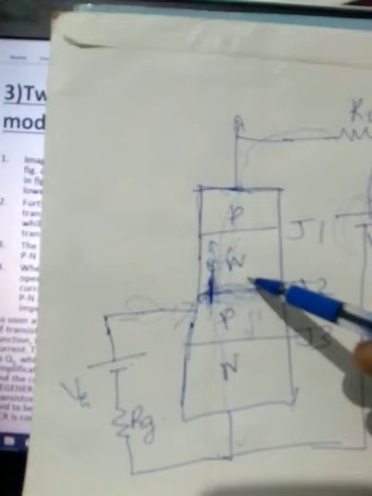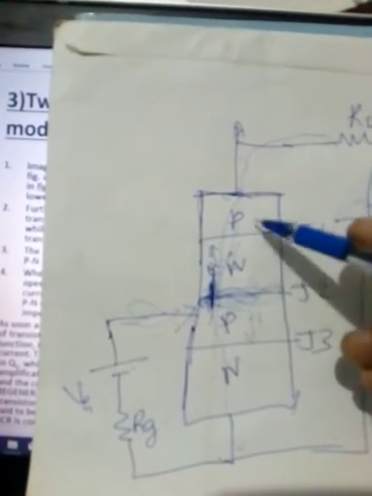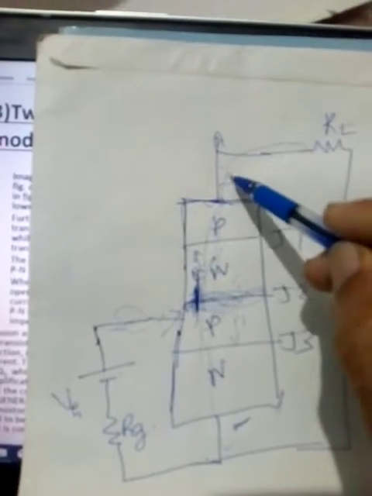The electrons in N region will be attracted by the positive of the power supply. So electrons will move up. Here the carriers are electrons in N region. In P region, the holes are attracted downwards by this negative power supply. What will happen? The electrons move up, holes move down.